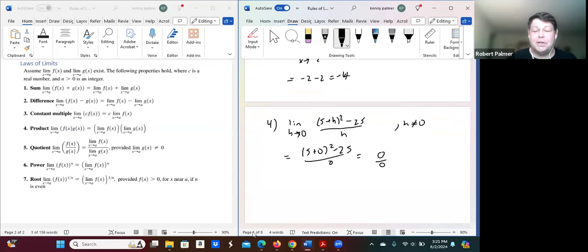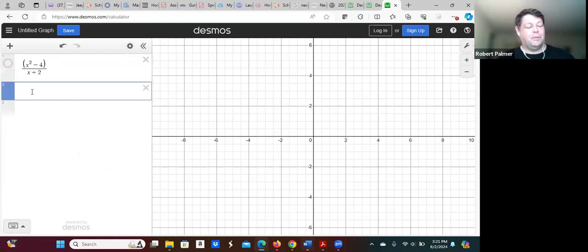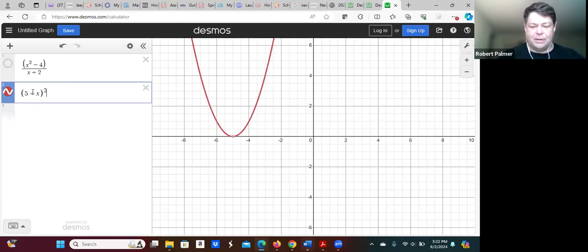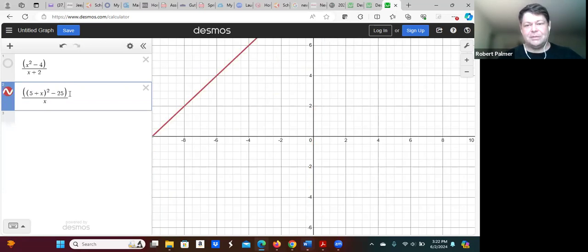So once again, let's go to Desmos first. Let's graph it and get an idea what it should look like. So I think I'll just turn this one off, and so we can type it in. I'm going to use x here instead of h, but it's the same idea. So 5 plus x squared minus 25. And once again, you need to go back and put parentheses over the whole thing if you want to divide by x. And zoom out a bit.